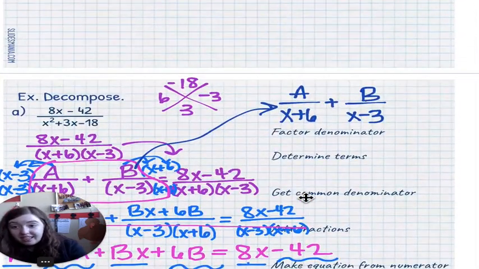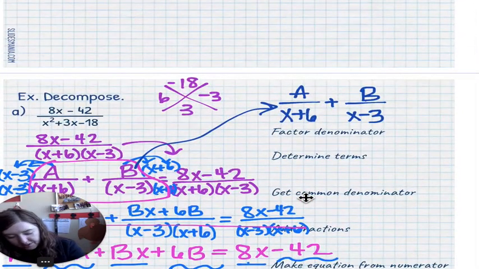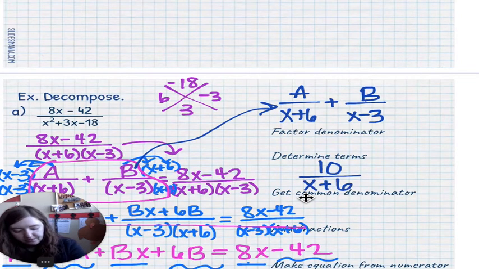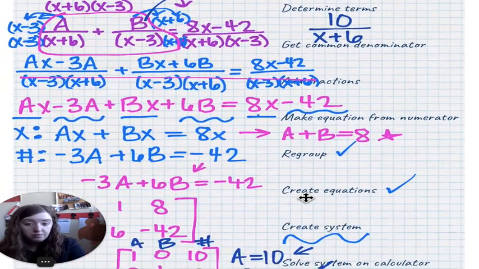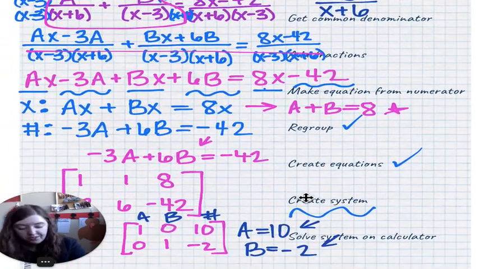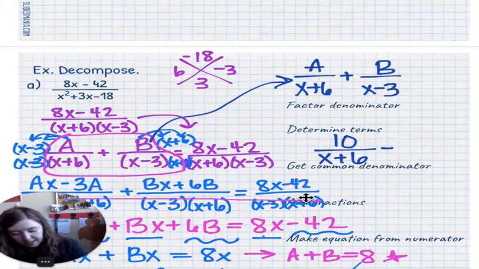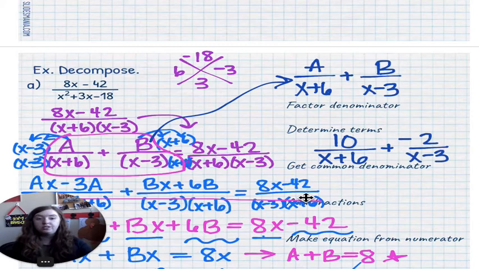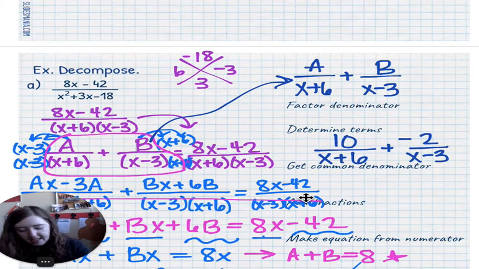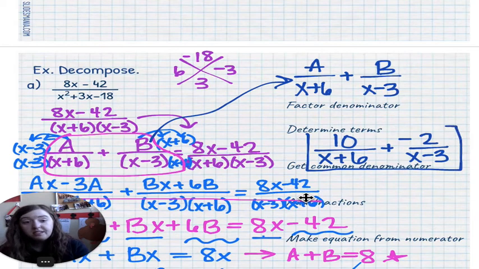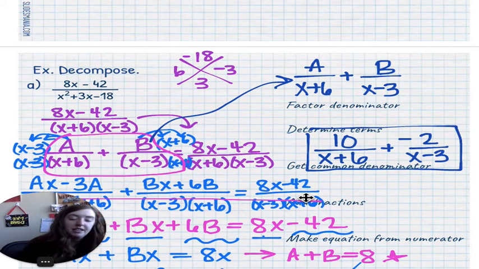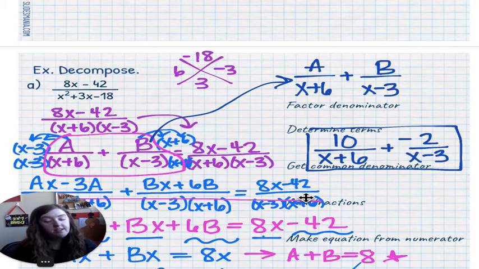So let's see, 10 goes in for A, so we have 10 over x plus 6. And we know negative 2 goes in for B, so we're going to have plus negative 2 over x minus 3, or minus 2 over x minus 3. Either one is fine. Now, 10 needs to be on top of x plus 6, and negative 2 needs to be on top of x minus 3, or else it's not right. Okay, let's try another one.